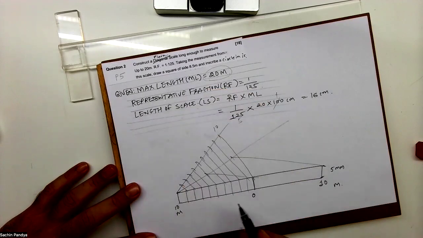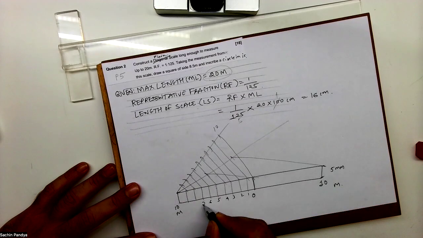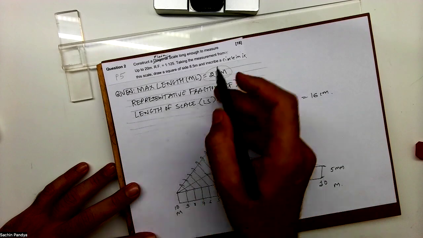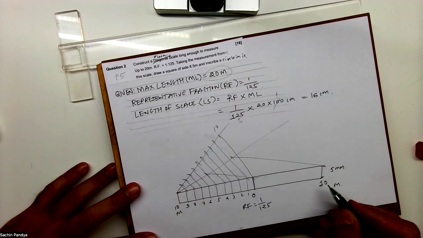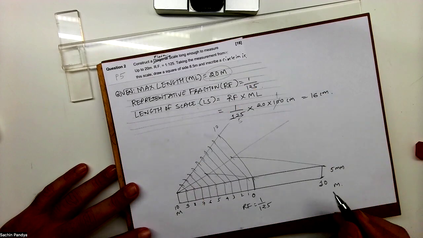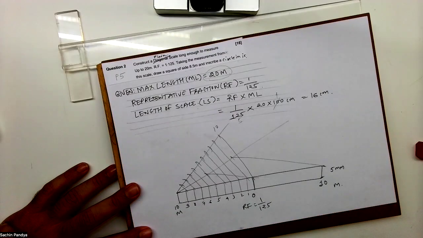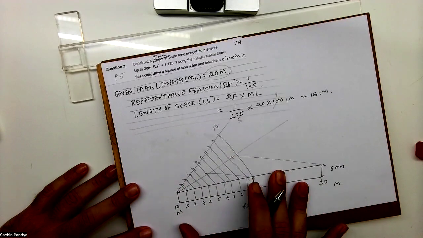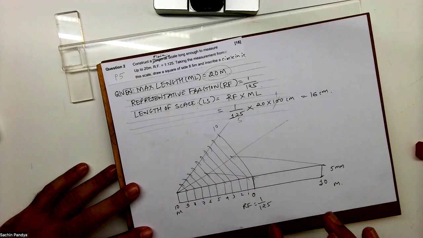How much we have to do? How much you have to mark? 8.5. So this is 1, 2, 3, 4, 5, 6, 7, 8, 9, right? Here you can write RF. RF is 1 upon 125. 8.5. Wait, I can't mark 8.5 in this. What was I thinking? Okay, it's my mistake. I should have done diagonal scale because of 8.5. I can't do 8.5 here.